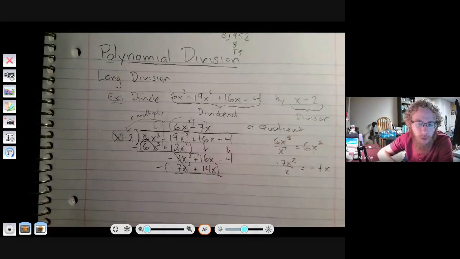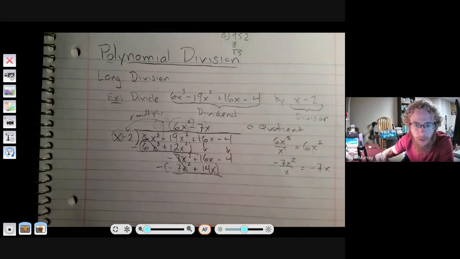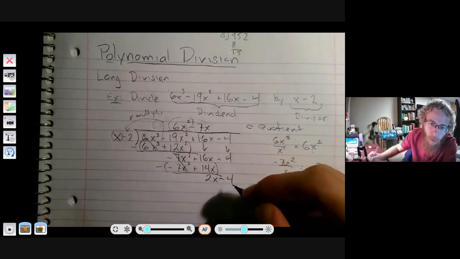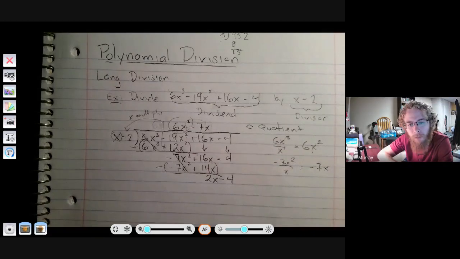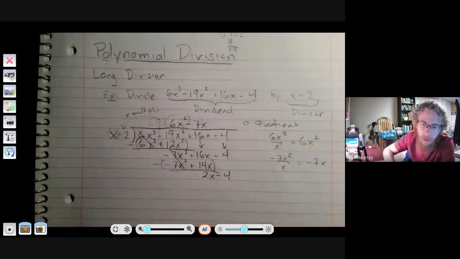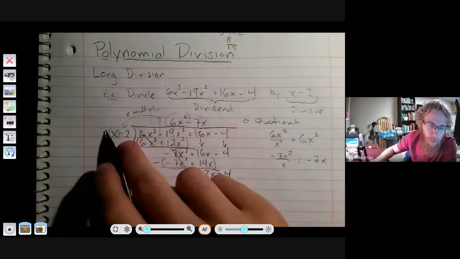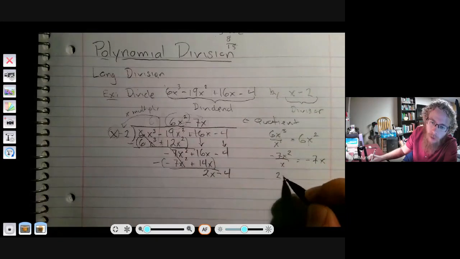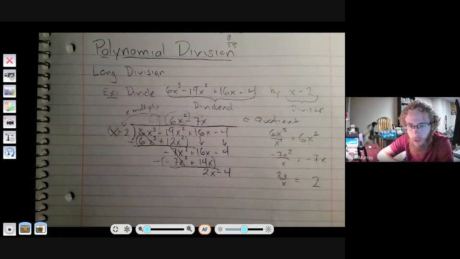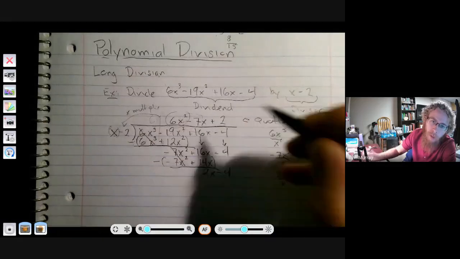Our leading terms eliminate each other. And we have 16x minus 14x. Well, that's simple. That's just going to be 2x, and we bring down the minus 4. So we still have an x term, so I still have to find one last part for my quotient. What do I have to multiply x by to get 2x? Or I can have 2x over x, and that's just going to leave us with a 2. So be careful here. This is a positive 2. So up here, you're going to put plus 2.